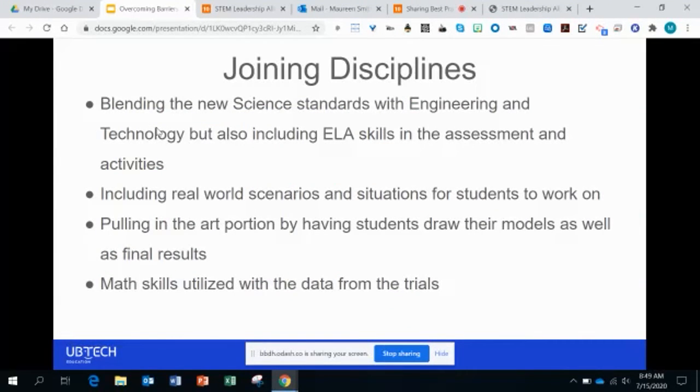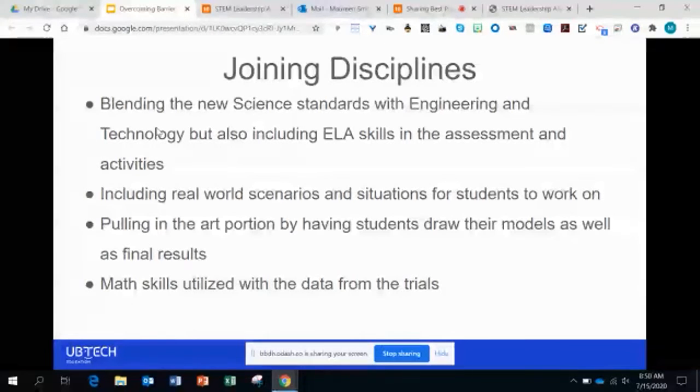But this is the big thing, especially for us in our elementaries: in order to take the time to do something as big as this unit, we really have to cover more than just science. What's amazing is that the science standards are covered, engineering and technology is covered within it, but also there is such a heavy emphasis on our ELA skills. When we talk about reading and writing, but also verbal skills, throughout all of the assessments and all of the activities, it's in there.